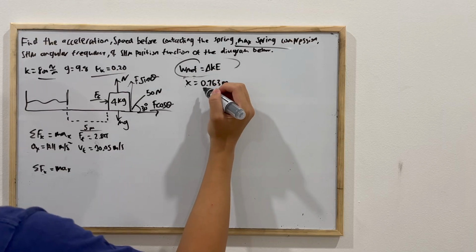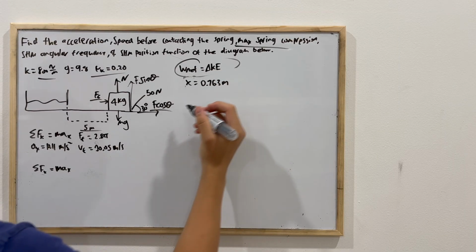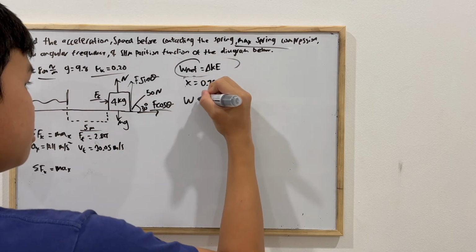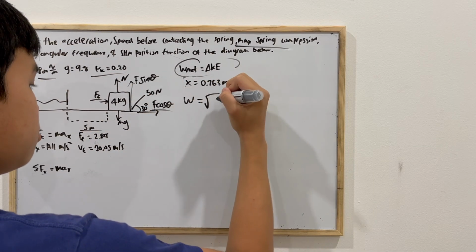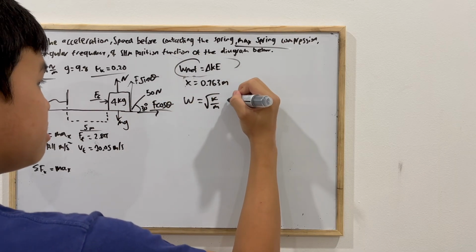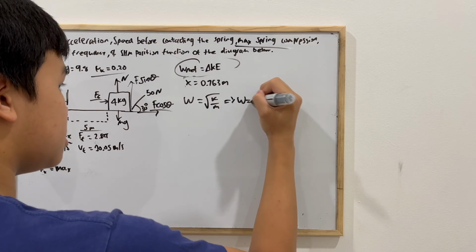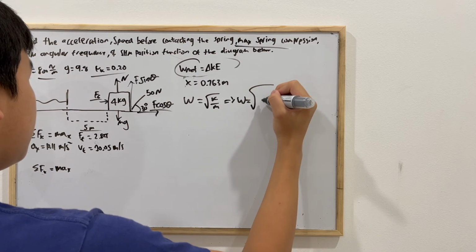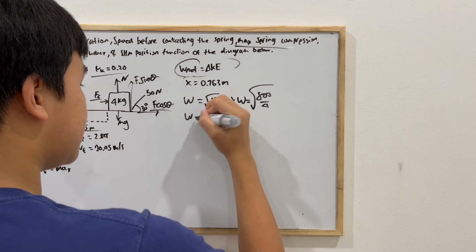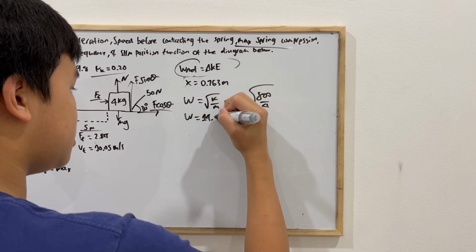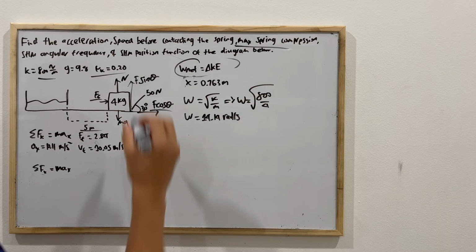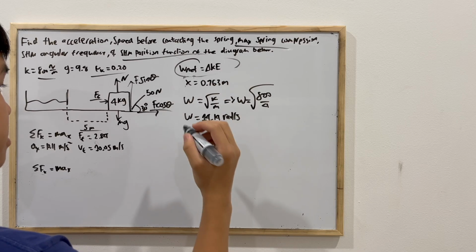We got that x equals 0.763 meters, and now the question is asking us to find the angular frequency. We have to remember the angular frequency equation is the root of the spring constant over the mass of the block. So the angular frequency in this situation is the root of 800 over 4, and that gives us an angular frequency value of 14.14 radians per second.